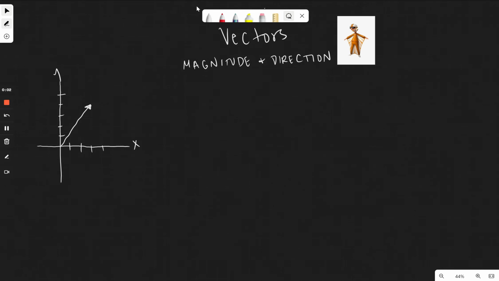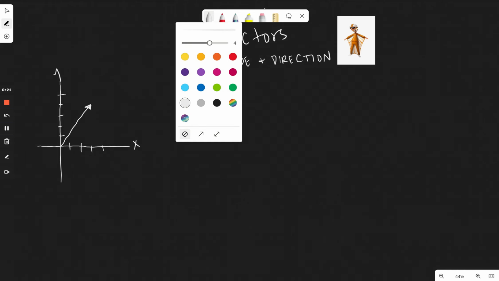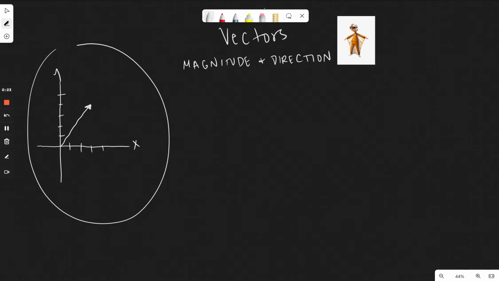Okay, so vectors. As this dude from Despicable Me told us, vectors are mathematical quantities that have both magnitude and direction. And I feel like the best way to kind of understand that is geometrically. So if you look at, for example, this image right here.